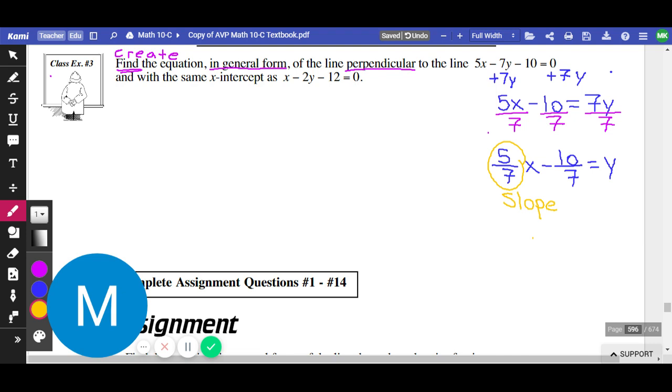I want to be perpendicular to that slope. So my slope will be the negative reciprocal of that thing. Negative means change the sign. That one's positive, mine's negative. Instead of 5 over 7, I flip it to be 7 over 5. That's my slope.